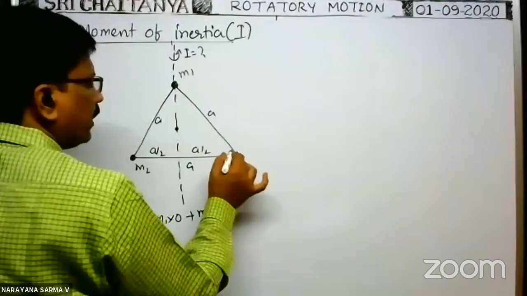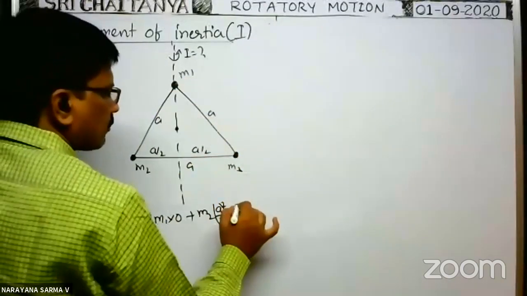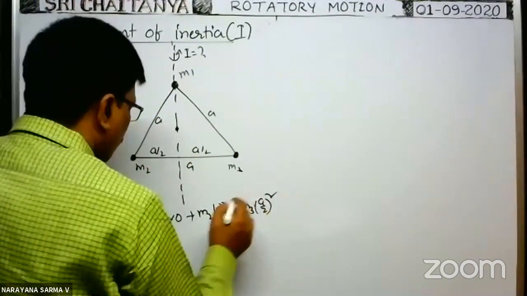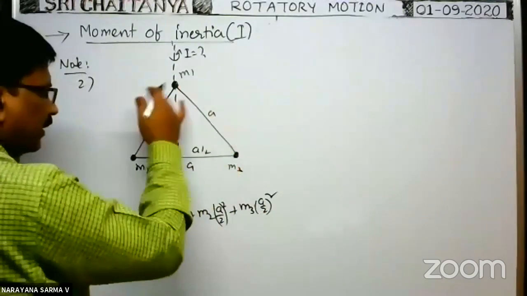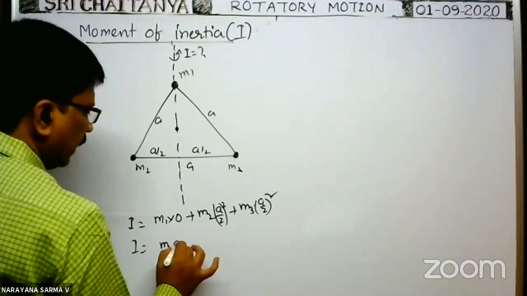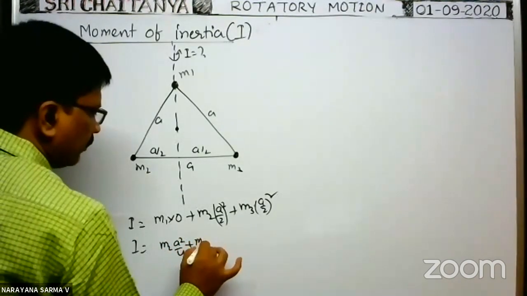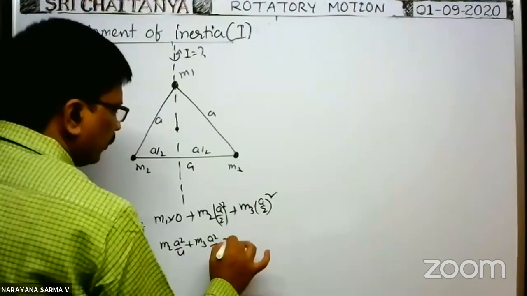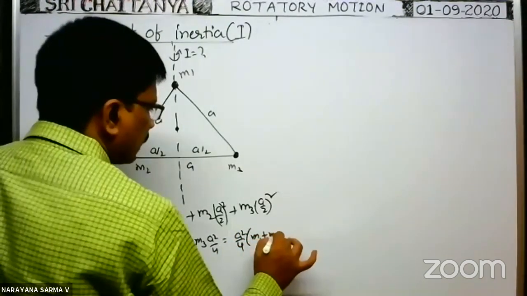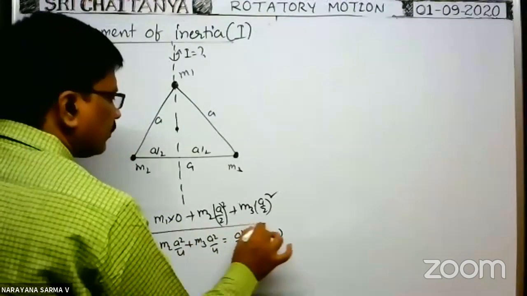Plus moment of inertia of this particle about this axis is mass m3 into a by 2 whole square. Therefore, moment of inertia of entire system about this axis is equal to m2 a square by 4 plus m3 a square by 4. Take a square by 4 common, then m2 plus m3. It is the moment of inertia of the system of 3 particles.